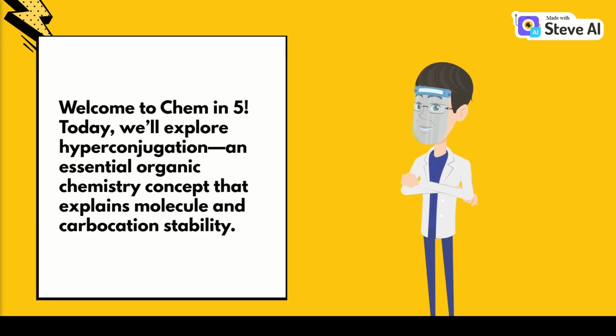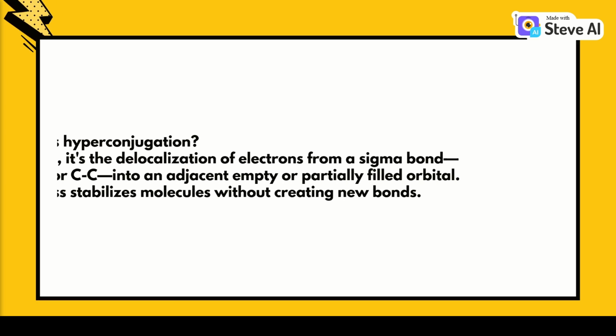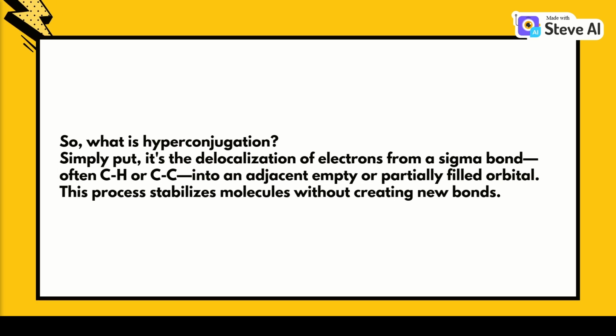Today, we'll explore hyperconjugation, an essential organic chemistry concept that explains molecule and carbocation stability. So, what is hyperconjugation? Simply put, it's the delocalization of electrons from a sigma bond, often C-H or C-C, into an adjacent empty or partially filled orbital. This process stabilizes molecules without creating new bonds.